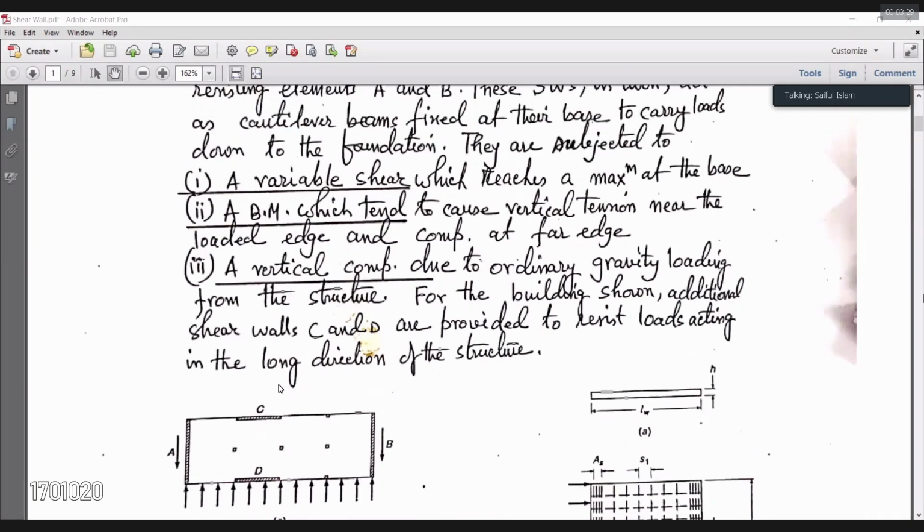So in shear walls, different types of loads act: one, a variable shear which reaches a maximum at the base; two, a bending moment which tends to cause vertical tension near the loaded edge and compression at the far edge; and three, a vertical compression due to ordinary gravity loading from the structure. So these are the different types of loads generally acting on shear walls.